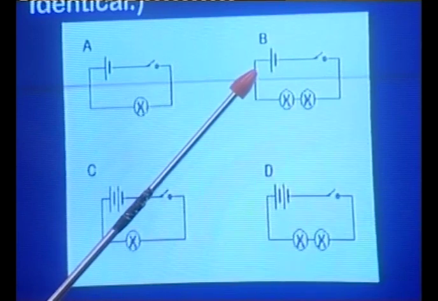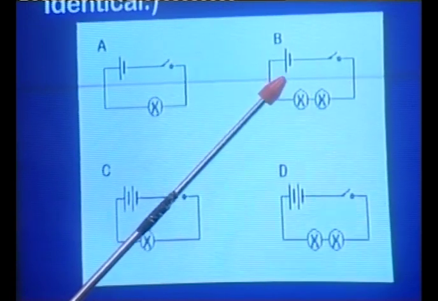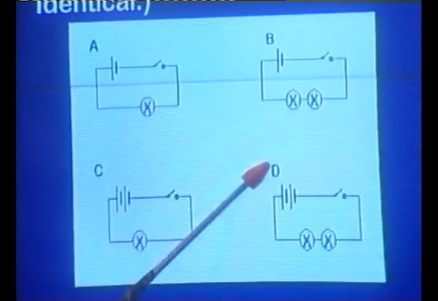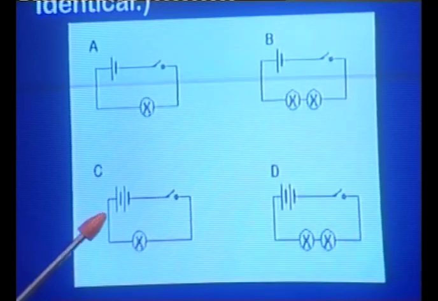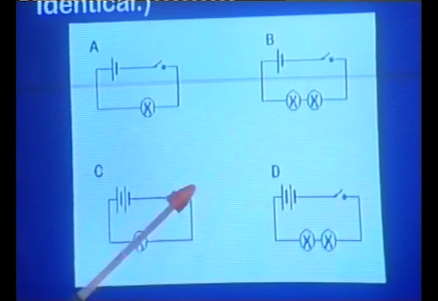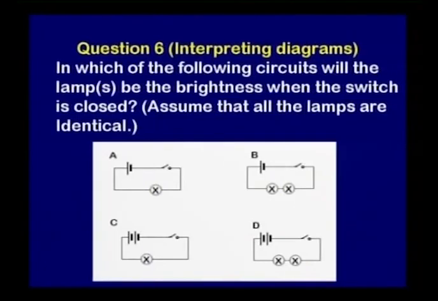I have 1 dry cell, 2 lamps. That means it will be not as bright as A and D. A and D will be brighter than this. C, I have 2 dry cells, 1 lamp. I have more energy in there, so this will be brighter than these 2 and this. So C is the answer. So there are some questions that you must try to interpret. By showing you the diagrams, you will be able to interpret those.